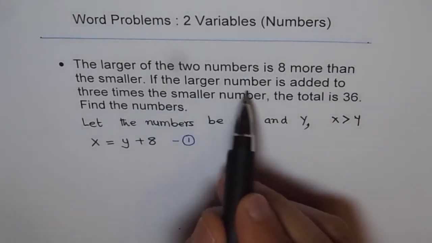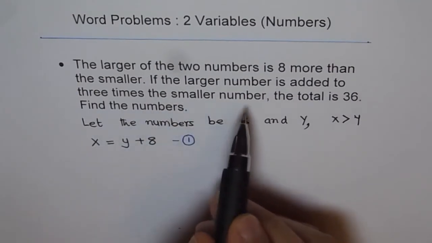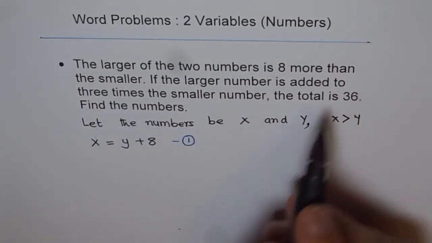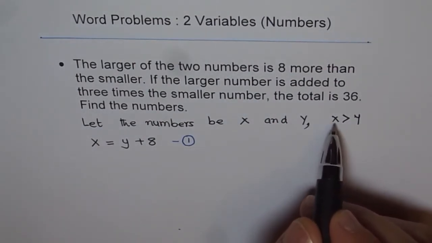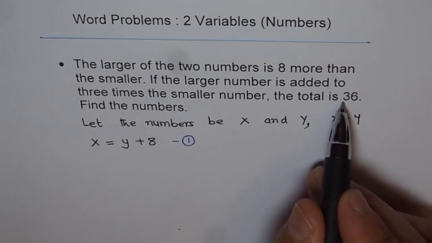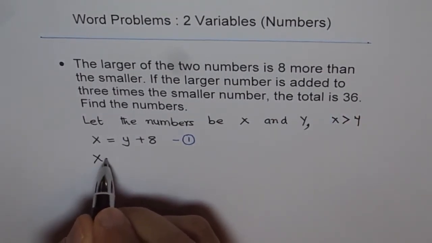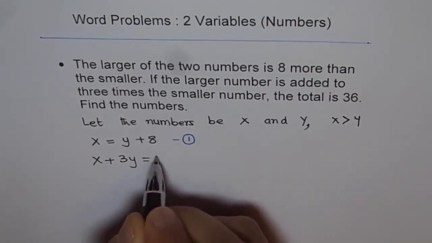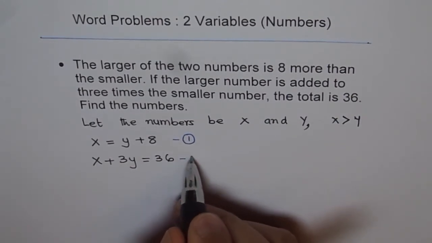If the larger number is added to 3 times the smaller number, the total is 36. So 3 times the smaller will be 3y and the larger number is x. When they are added, the total is 36. So we write the second equation as x plus 3y equals 36. So we get our equation number 2.